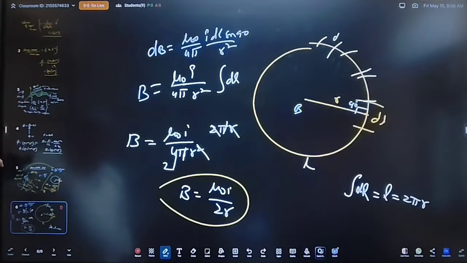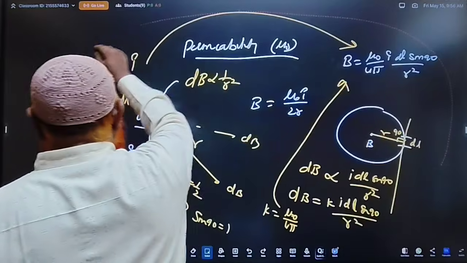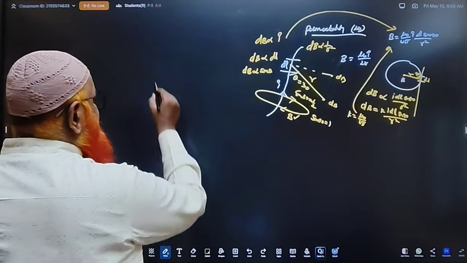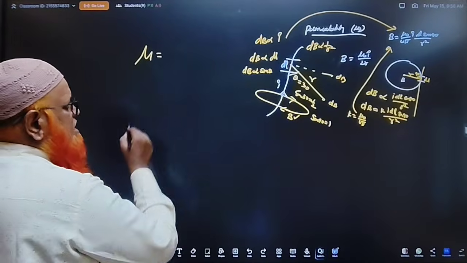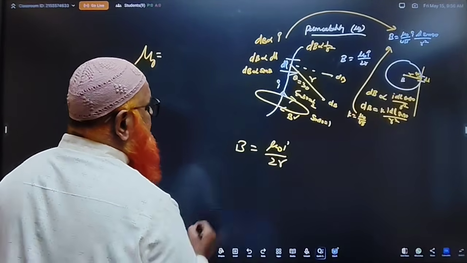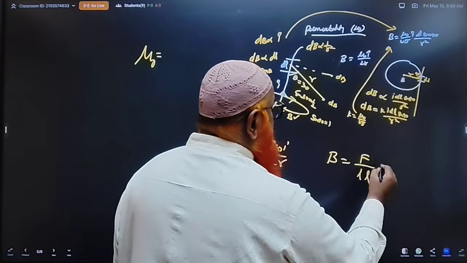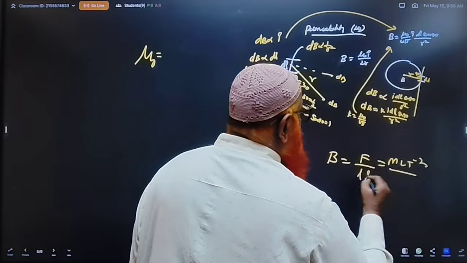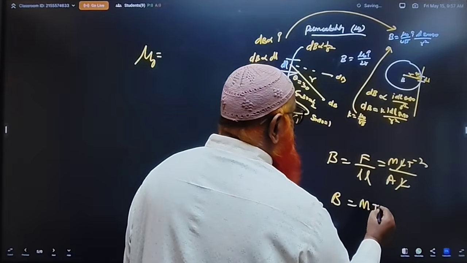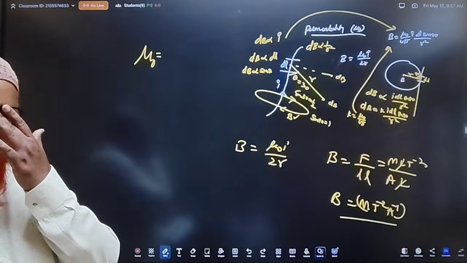We will discuss mu naught. What is the dimensional formula for mu naught? You just see here, I just told you B is equal to mu naught I by 2r. First, about B, you know B is F by IL. F is m l t power minus 2, I is A, L gets cancelled, so B is m t power minus 2, A power minus 1, the dimensional formula for magnetic induction B.